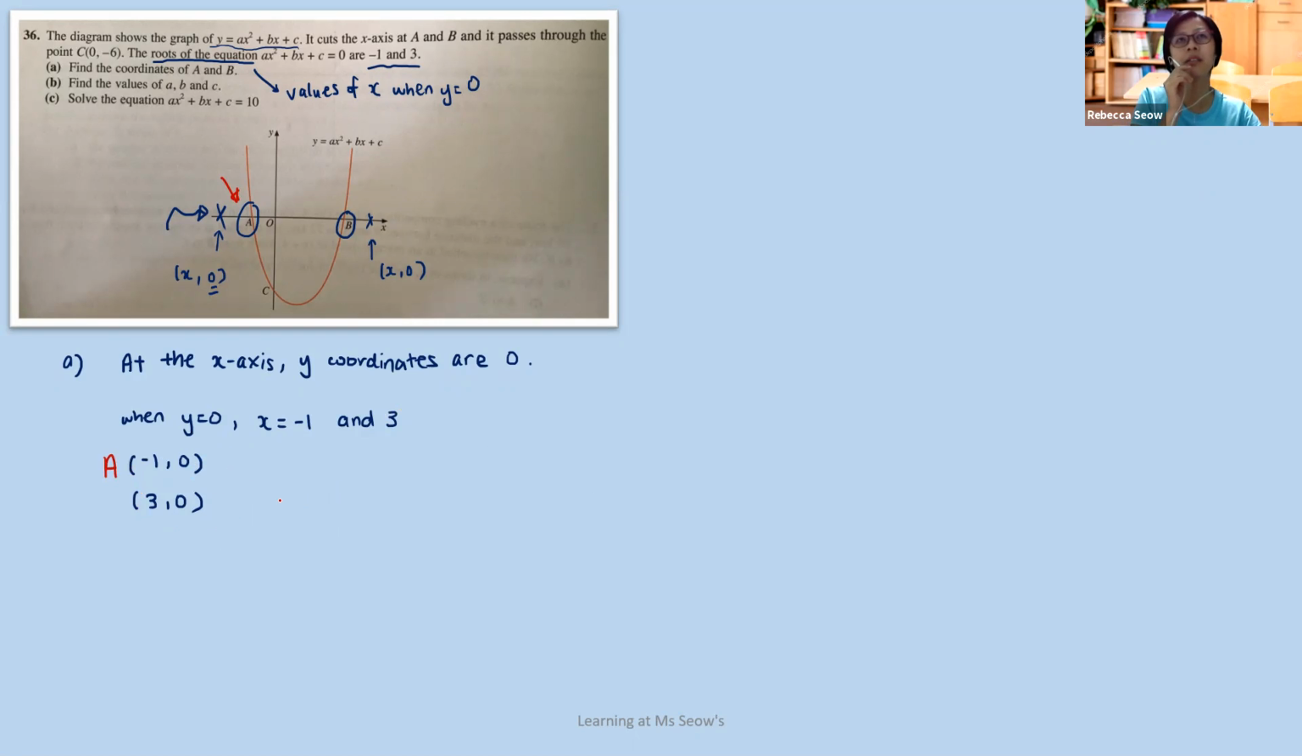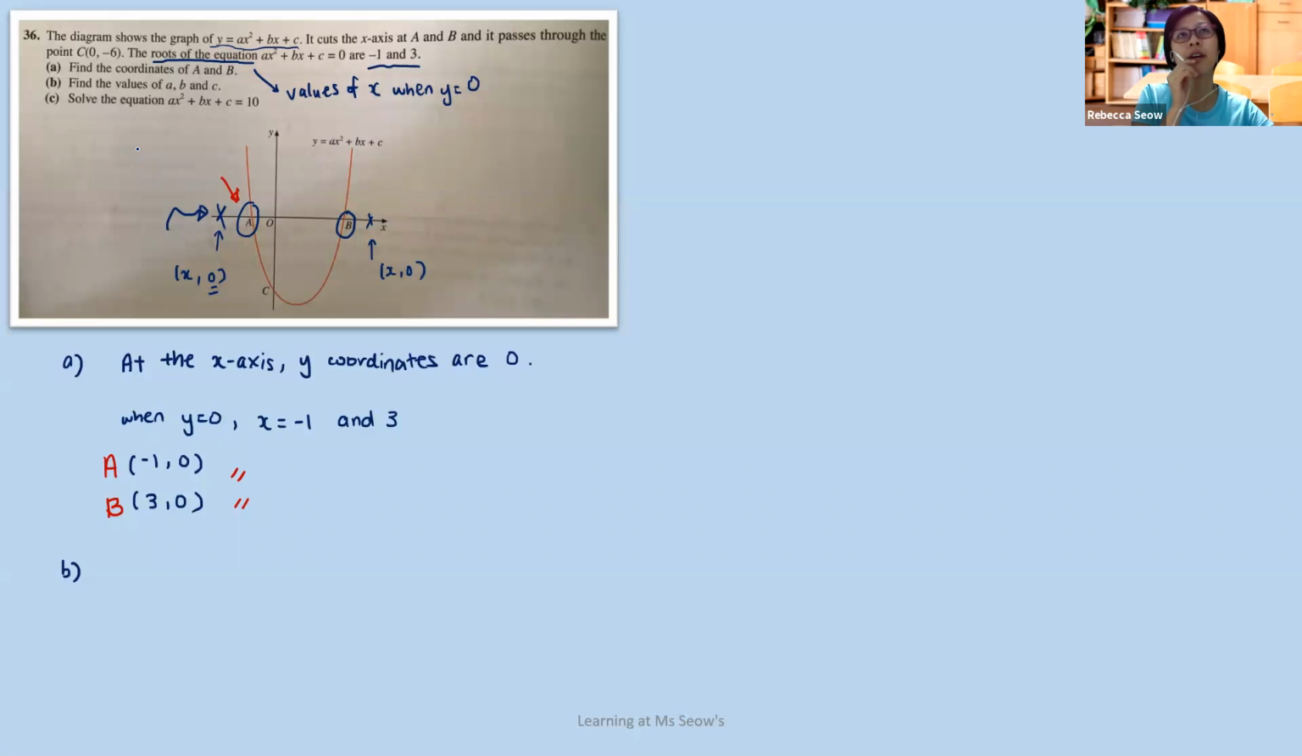Now, how about B? B is at a point that is to the right of the origin. So that means that it has to be a positive x-coordinate. So B will be (3, 0). So that's the answer for the first part of the question. Now, let's take a look at the next part of the question. Find the values of a, b, and c.